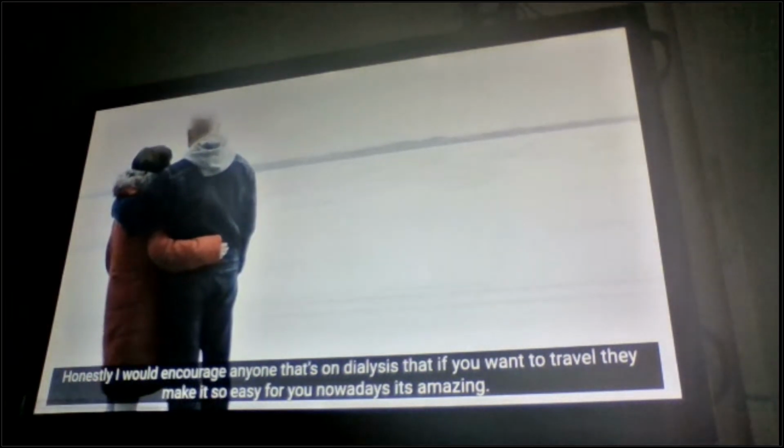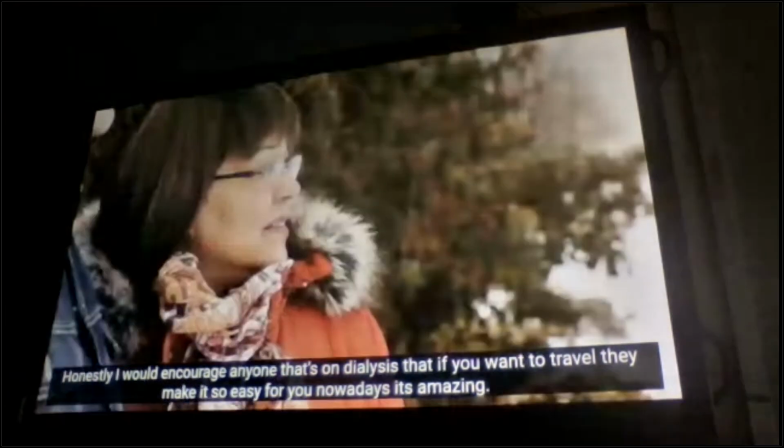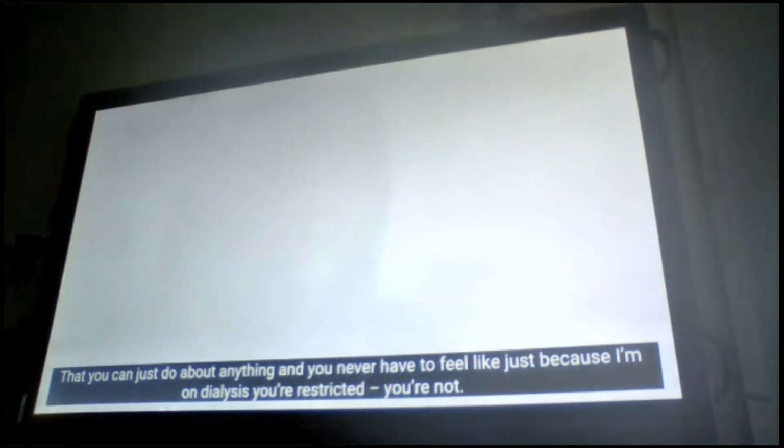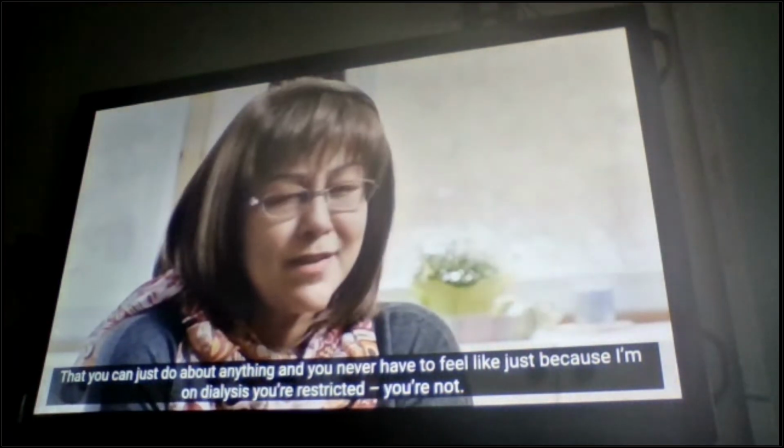Honestly, I would encourage anybody that's on dialysis, if you want to travel, they make it so easy for you nowadays. It's amazing that you can just do about anything, and you never have to feel like just because you're on dialysis, you're restricted. You're not.